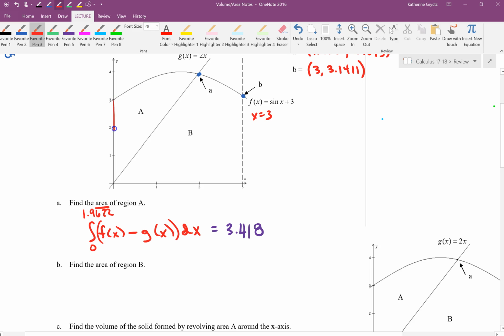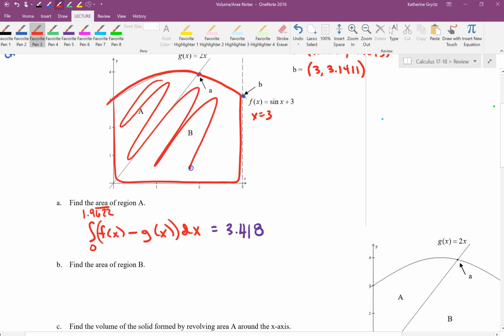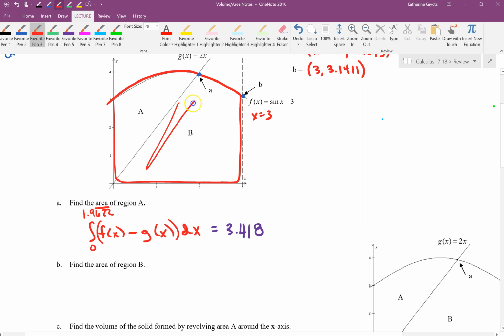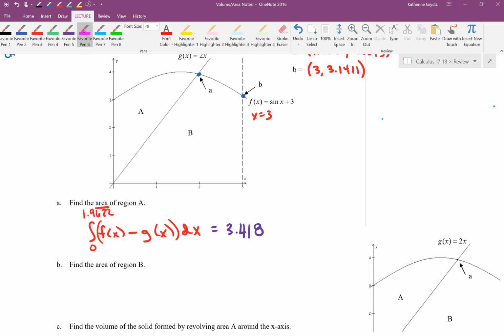Okay. Area of region B you could do in two different ways. One, you could try to find the area of all of this, and then subtract out your answer for part A, so that you would just be left with part B. Okay, but we're going to do it a little differently. We're going to do it in two pieces just because it'll help out later.